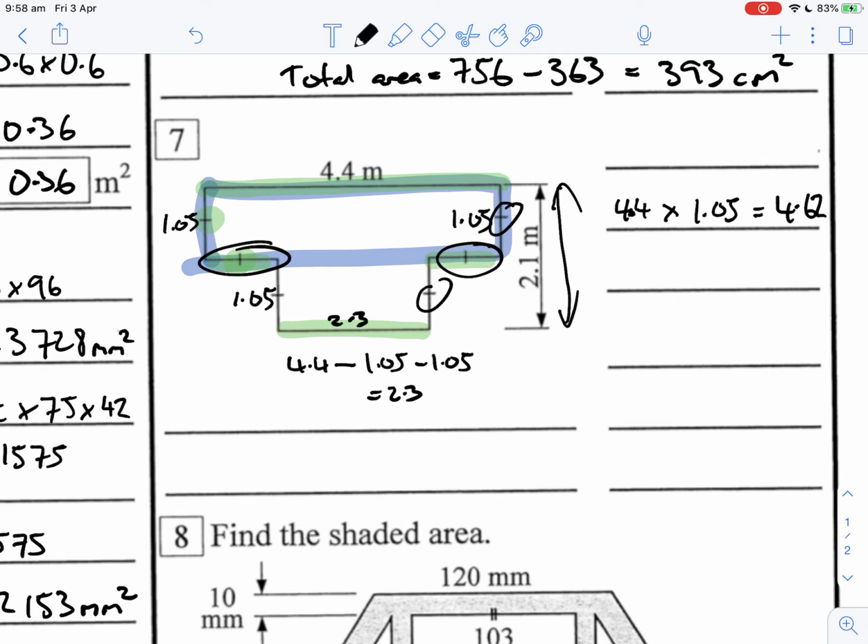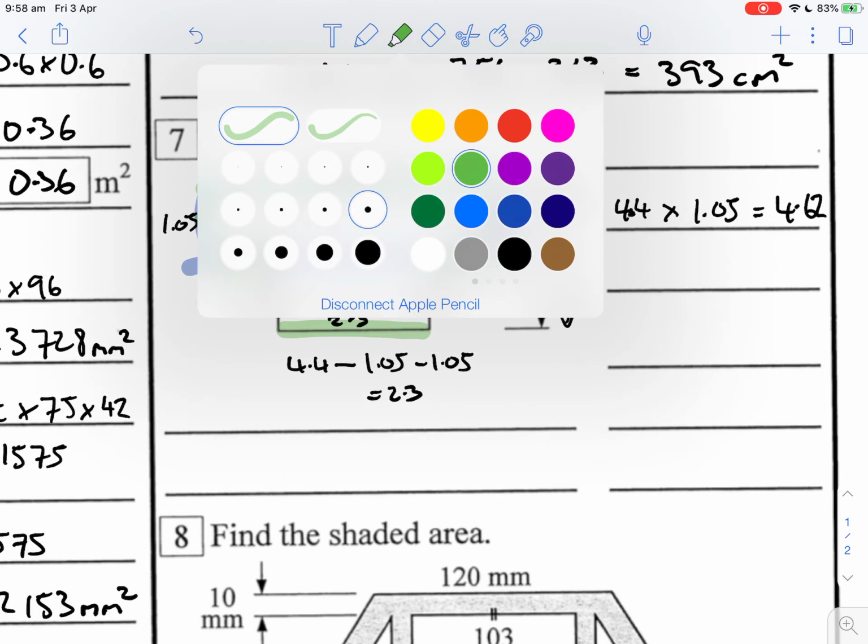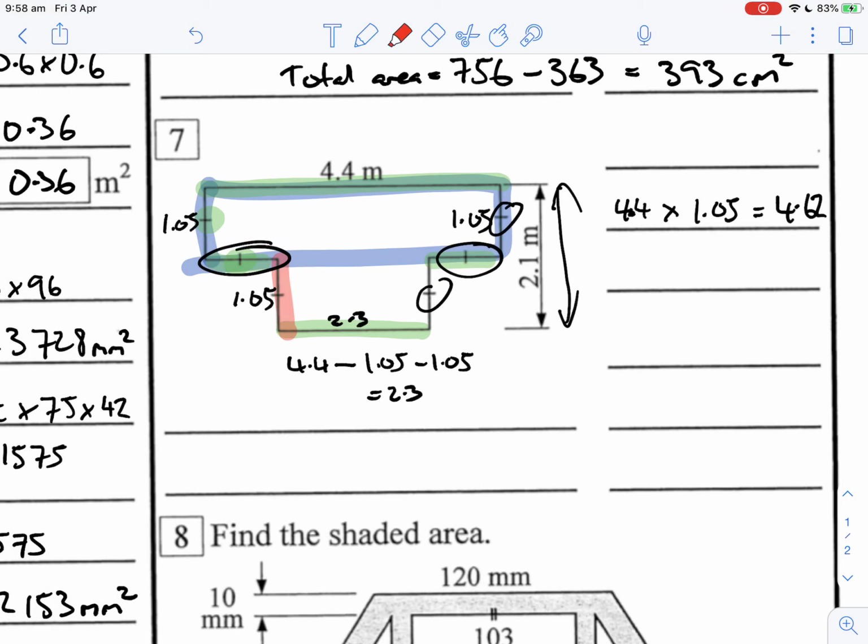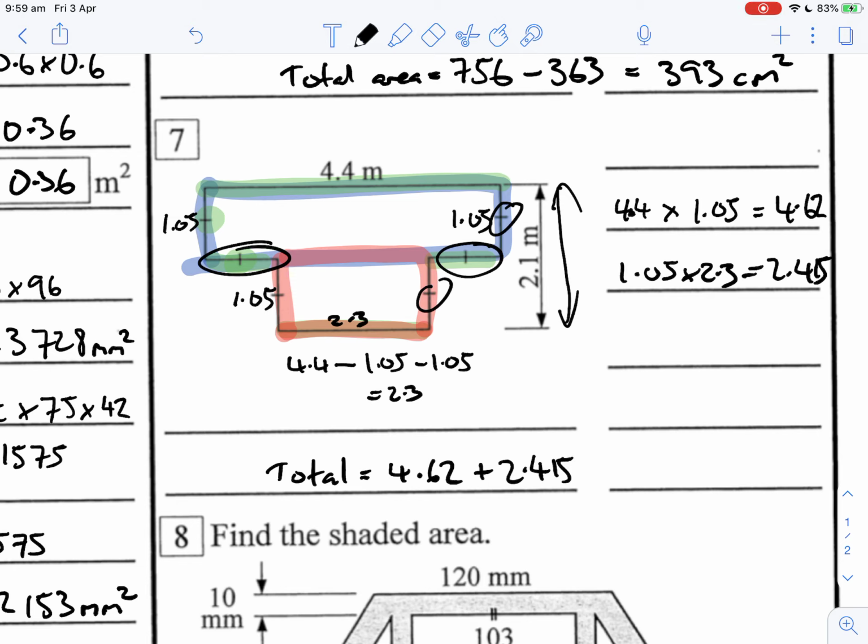So that gives me there. So my second rectangle, and I'll just highlight that for you. The second rectangle here is that 1.05 times that 2.3 that we just calculated. So 1.05 times 2.3 is equal to 2.415. And of course your total will be the sum of those 2 rectangles. So the 4.62 that we began with plus the 2.415 there. And that will give me a total of 7.035.